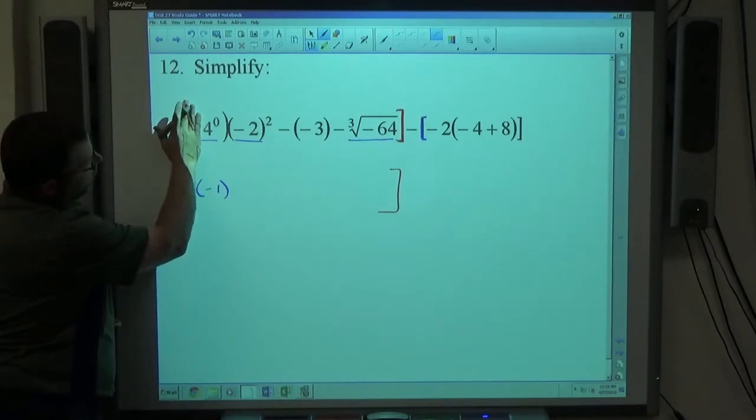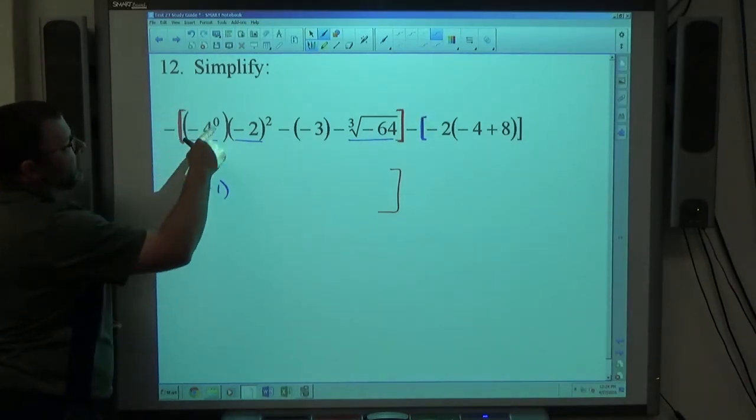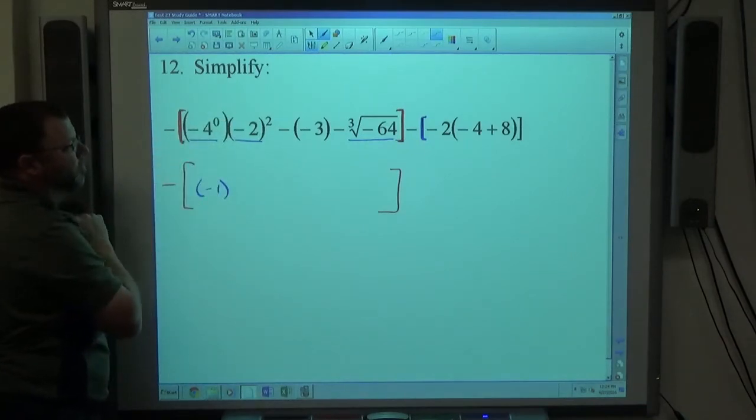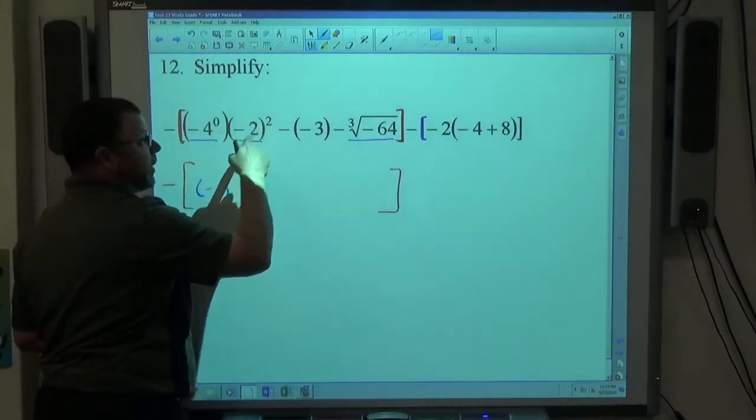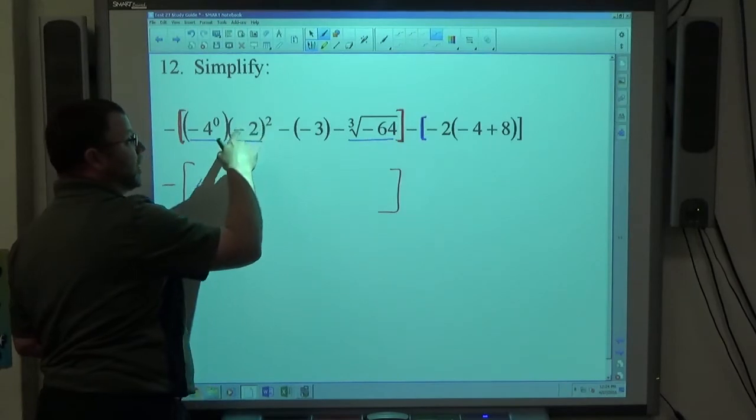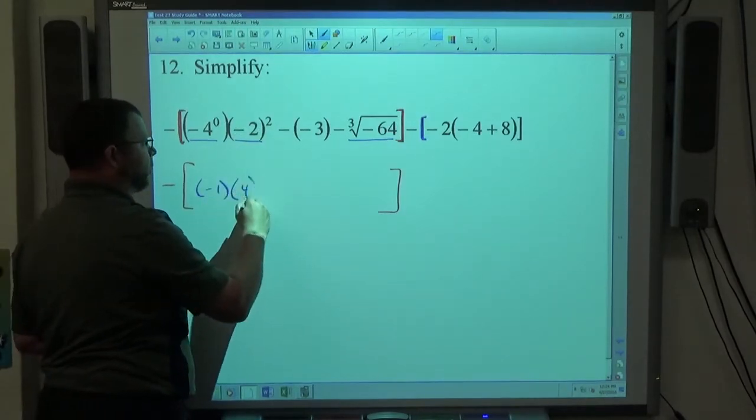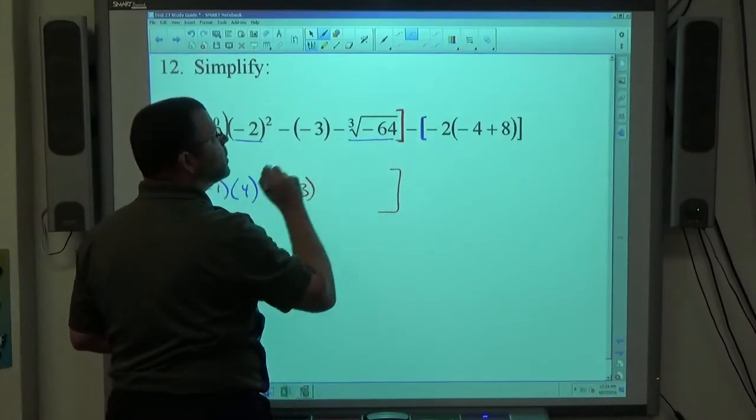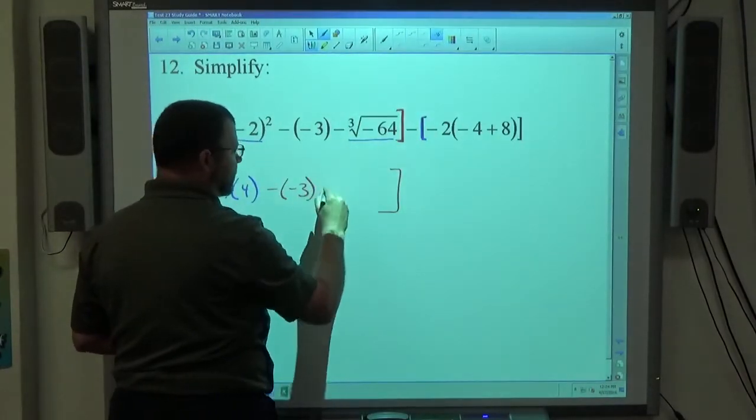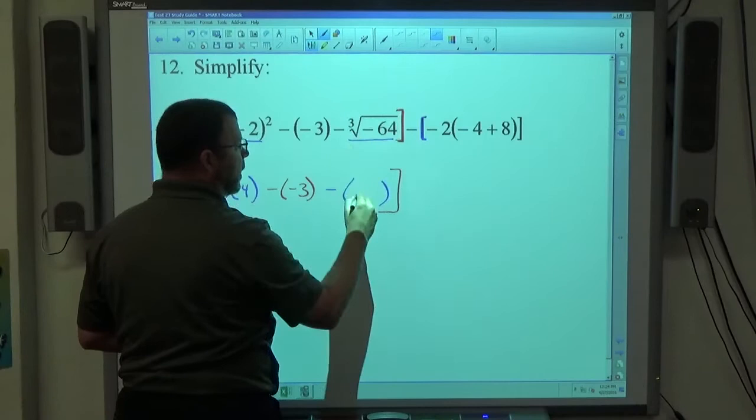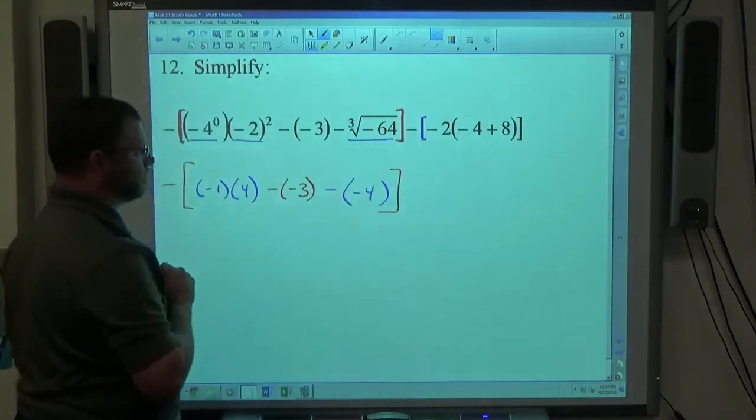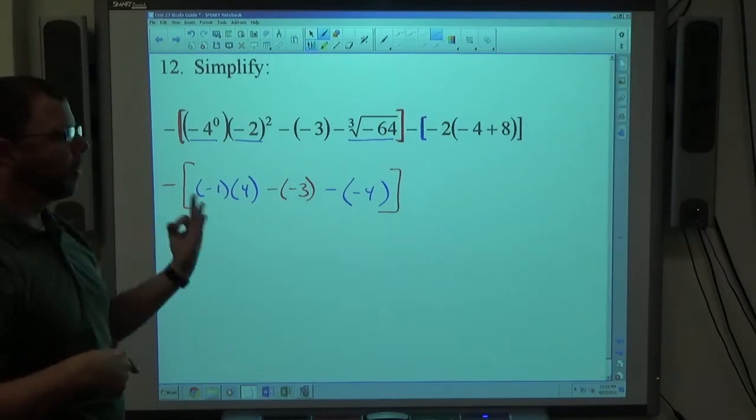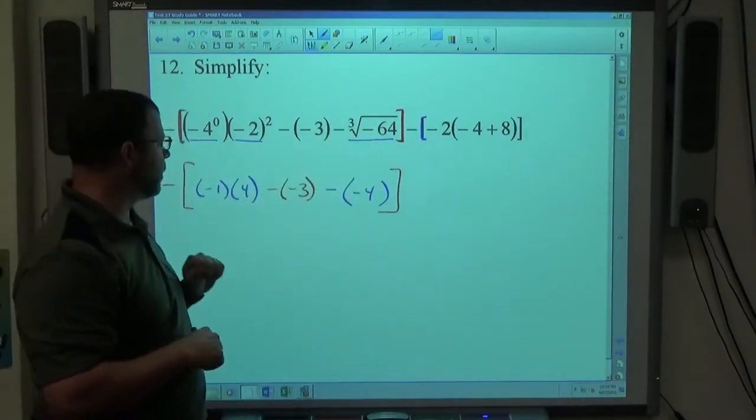Only 4 is being raised to the 0 power, the minus sign isn't. If the 0 were located up here outside the parentheses, now it's going to affect both. Negative 2 squared does have the 2 outside the parentheses, so it's negative 2 times negative 2 makes a positive 4. Then I have this minus negative 3 that's just kind of hanging out. And then I got minus, the cube root of negative 64 is negative 4. All right, 4 times 4 times 4 is 64. 3 negatives make a negative, so there you go.